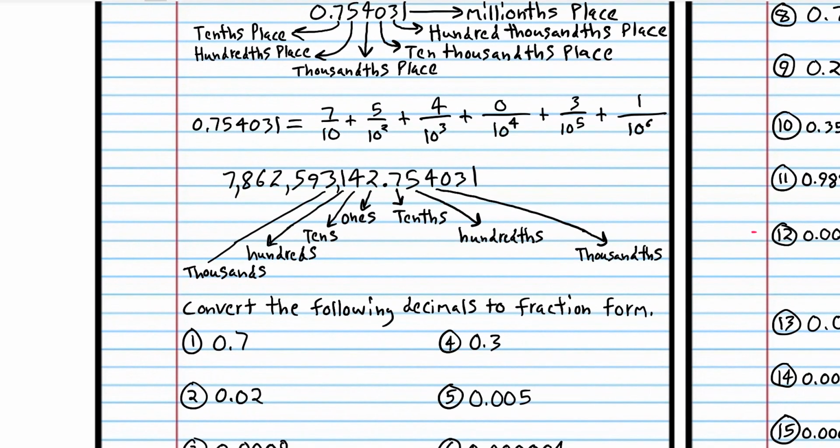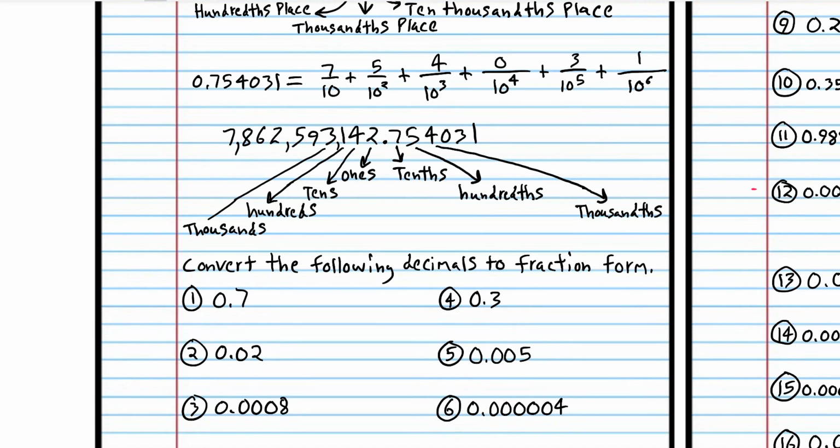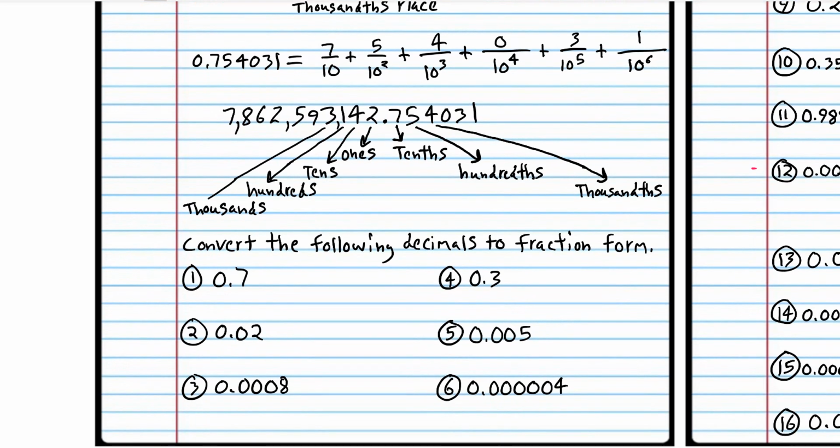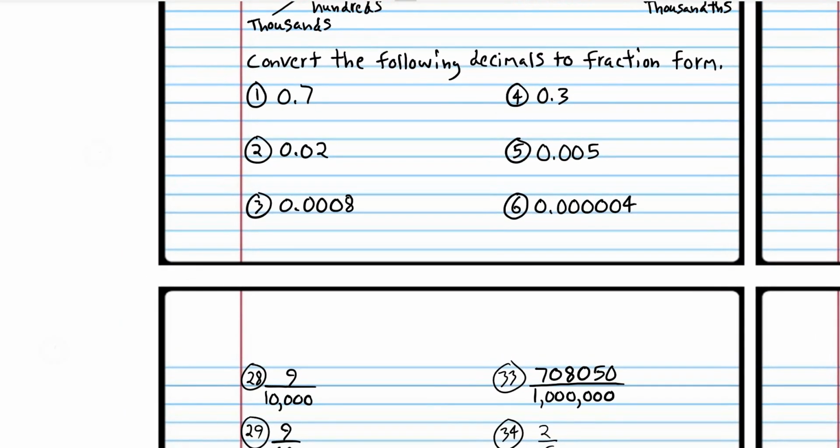The rest of this class is just going to be converting back and forth between decimals and fractions. Now I'm telling you that we're converting from decimals to fractions, but that's not really a technically correct statement because a decimal is a fraction. So just be aware that when I say convert from a decimal to a fraction, I'm not saying that decimals are different from fractions. We're just going from one form of a fraction to another form. All right, so let's get into it.